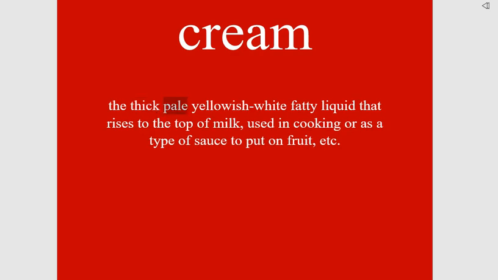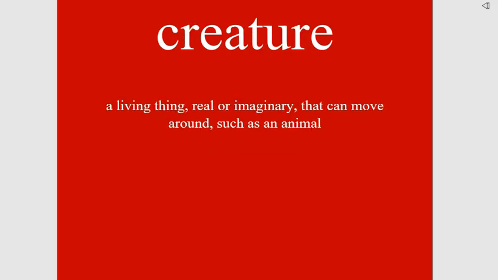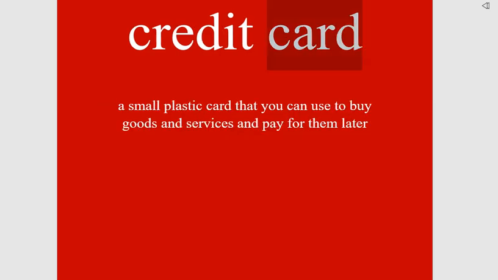Cream. The thick pale yellowish white fatty liquid that rises to the top of milk, used in cooking or as a type of sauce to put on fruit, etc. Create. To make something happen or exist. Creature. A living thing, real or imaginary, that can move around, such as an animal. Credit. An arrangement that you make, with a shop/store for example, to pay later for something you buy. Credit card. A small plastic card that you can use to buy goods and services and pay for them later.